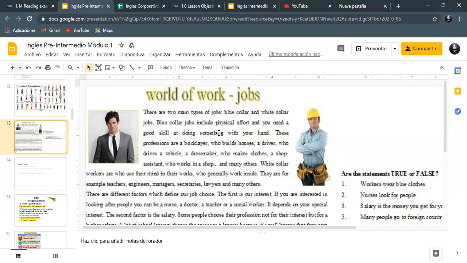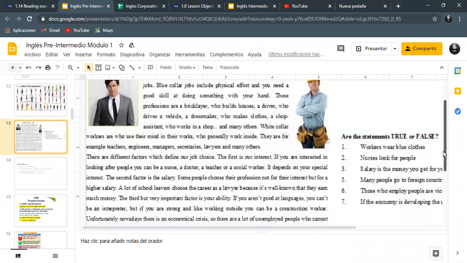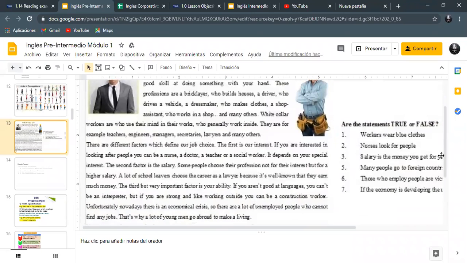Blue collar jobs include physical effort. What is effort? Esfuerzo. Very good. So blue collars include physical effort and you need good skill. What is skill? Habilidades. Good. At doing something with your hand. These professions are bricklayer. Do you know what is a bricklayer? No. Es alguien que pega ladrillos. Que solo hace eso. No es un albañil entero, sino que solo pega ladrillos. Bricklayer. Okay. Who builds houses?